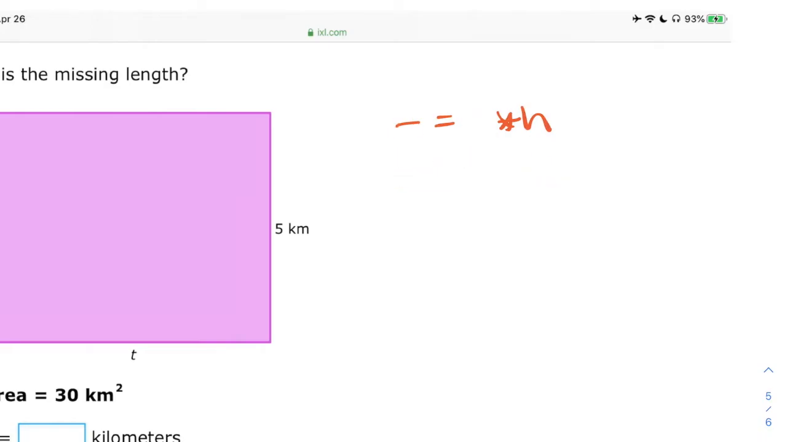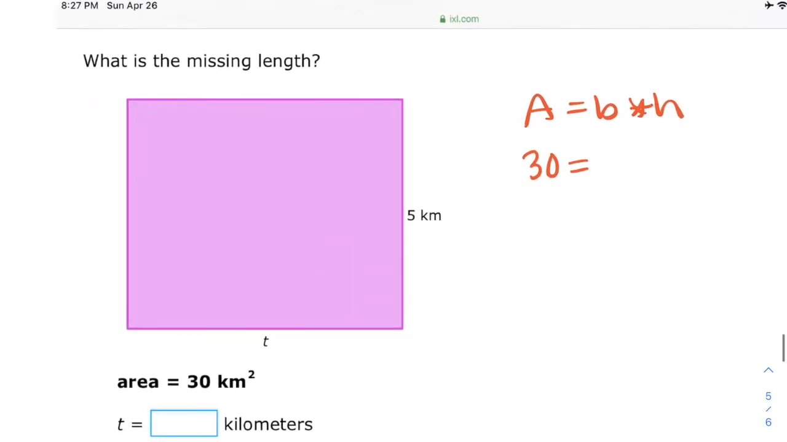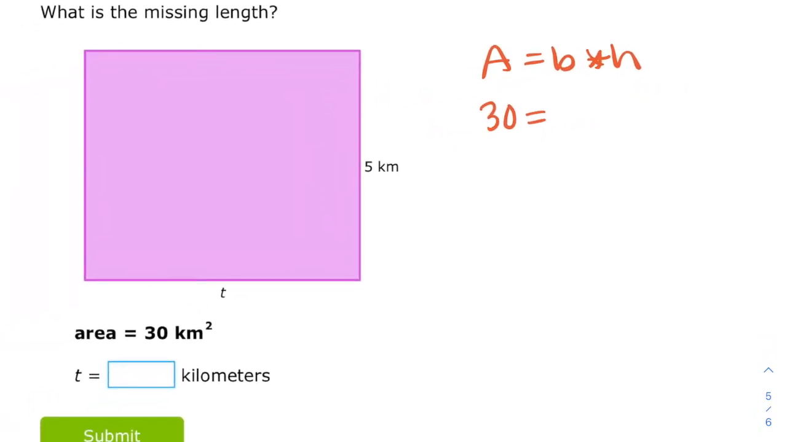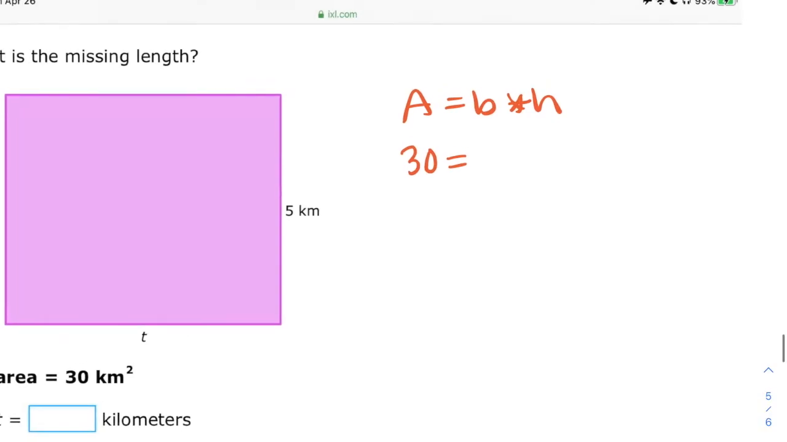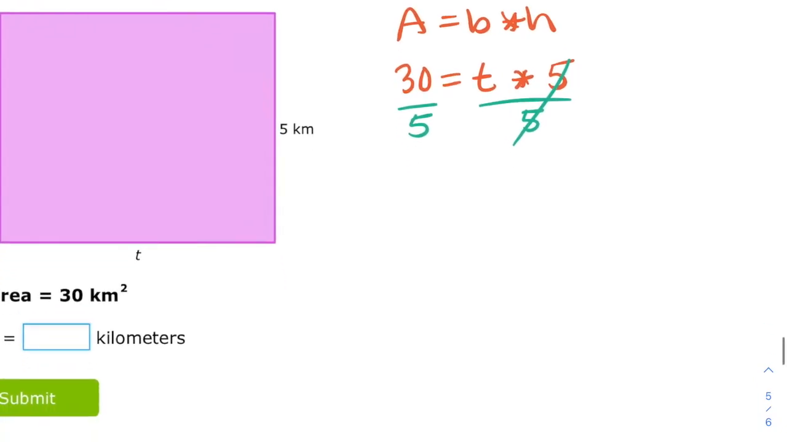Let me rewrite this. Let's write it as 30. Let's just use the value. We don't necessarily need the unit of measure because we know when we solve, we will have kilometers. So 30 equals base times height. And so now what we have to do is solve for just t. So we're going to divide both sides by 5. So 30 divided by 5 is 6. So t is equal to 6 kilometers.